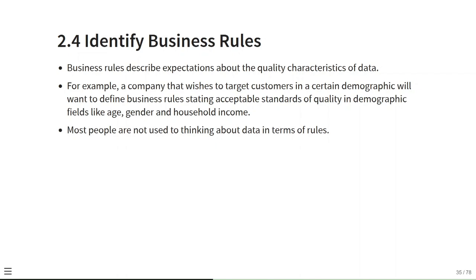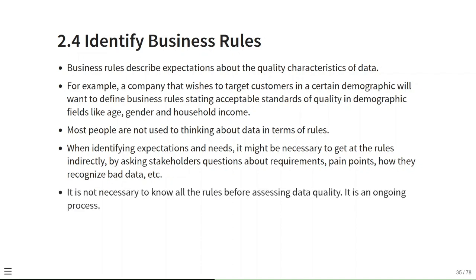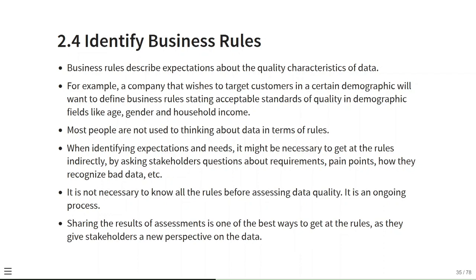Most people are not used to thinking about data in terms of rules. When identifying expectations and needs, it might be necessary to get at the rules indirectly by asking stakeholders questions about requirements, pain points, how they recognize bad data, etc. It is not necessary to know all the rules before assessing data quality. It is an ongoing process. Sharing the results of assessments is one of the best ways to get at the rules, as they give stakeholders a new perspective on the data.